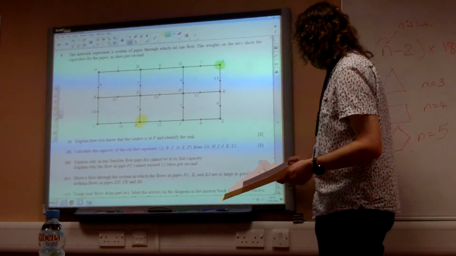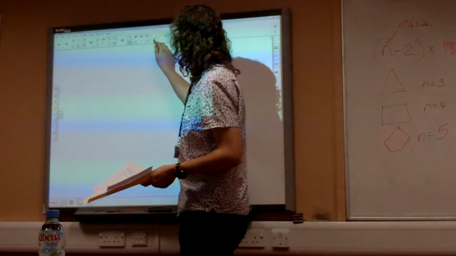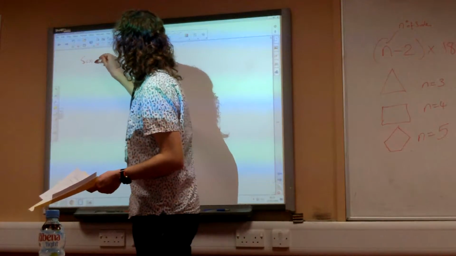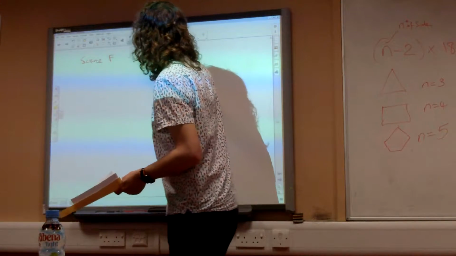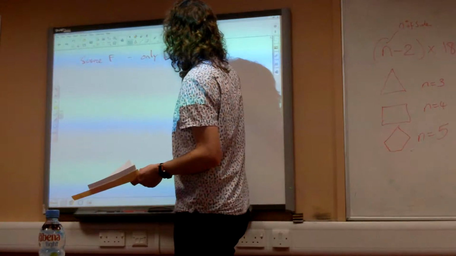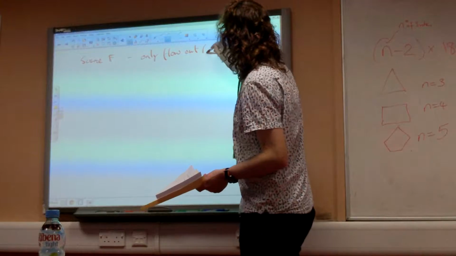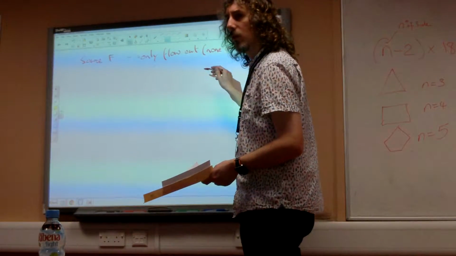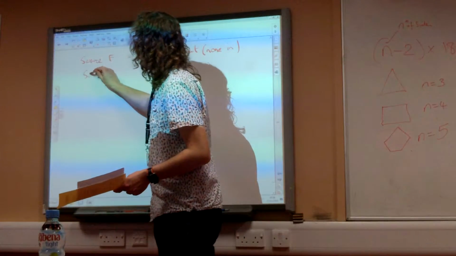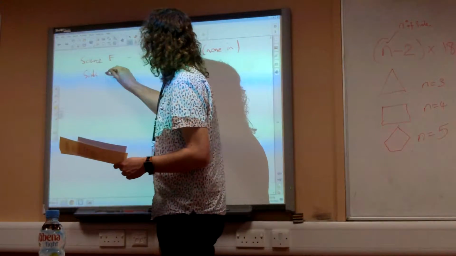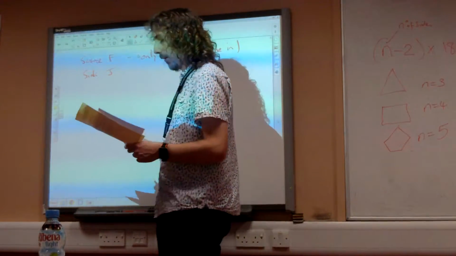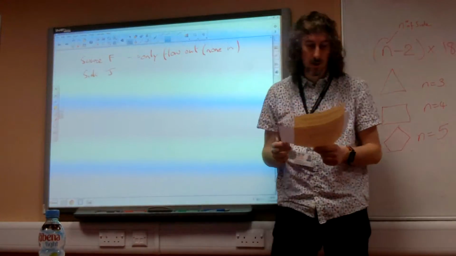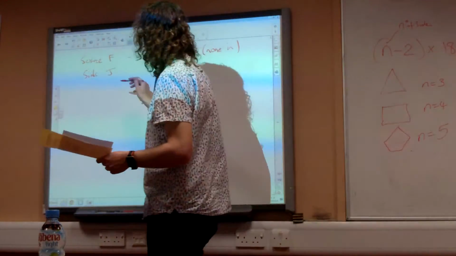So the source is F. Only flow out, none in. And the sink, we've just said, was J because it only has flow into it, but you didn't have to say why. Right, part 2.